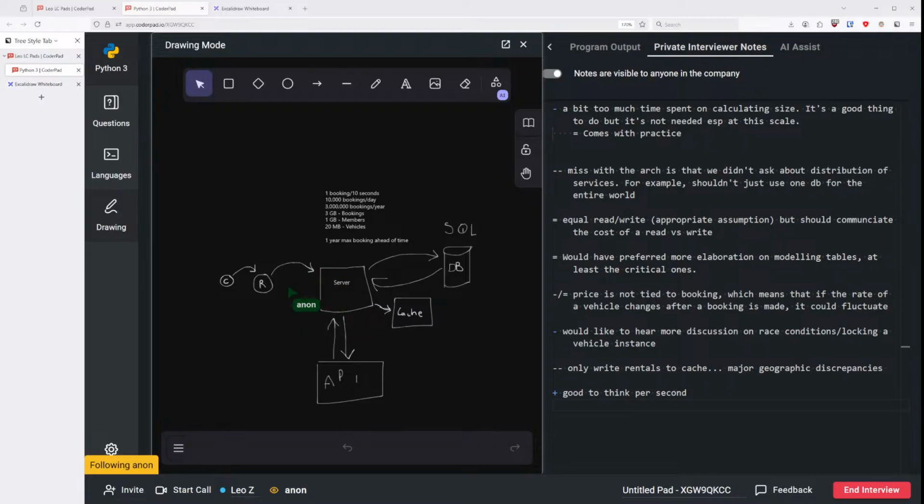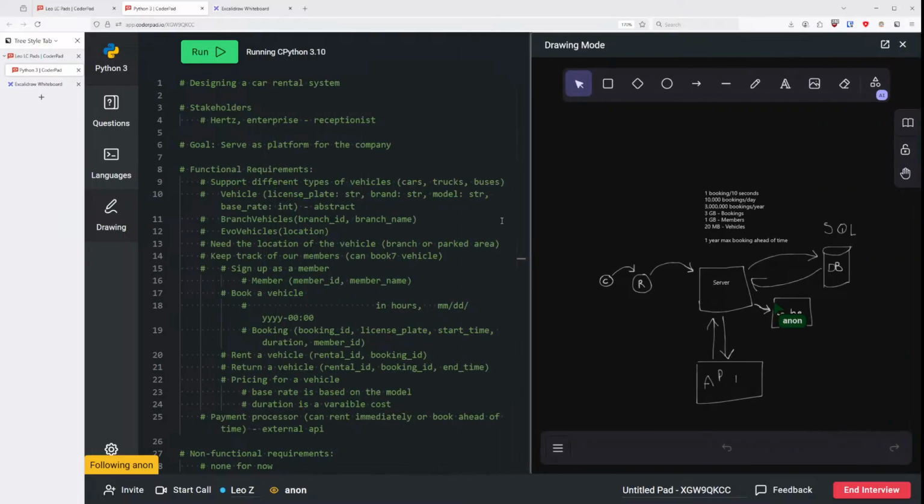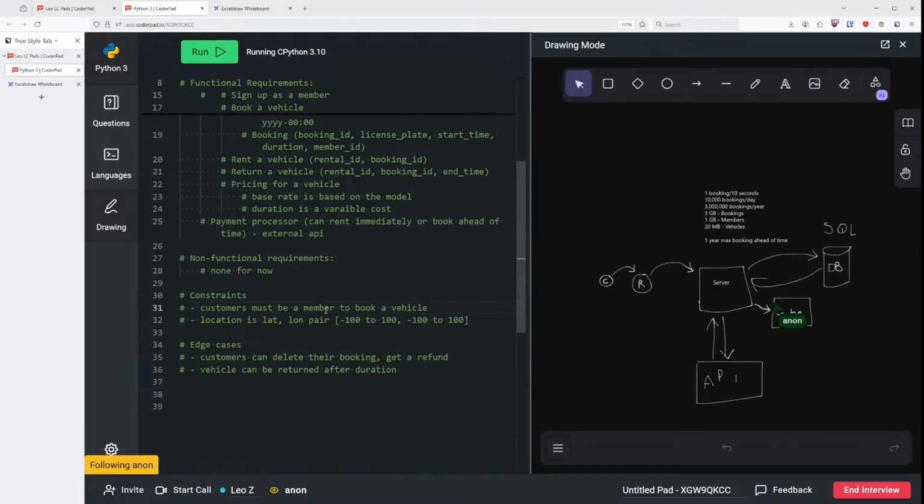I want to revisit our non-functional requirements. Is there any specific thing that we want to look out for? Nothing specific, but I want to ask you, given that you are now seeing that it is one booking per 10 seconds, would you change anything about the design? Would I change anything about the design? Is that more or less frequent than you thought?